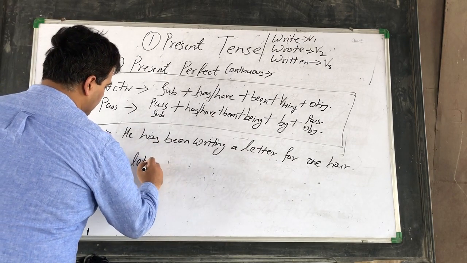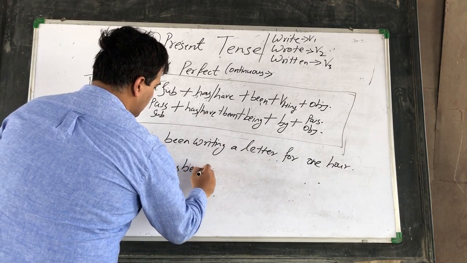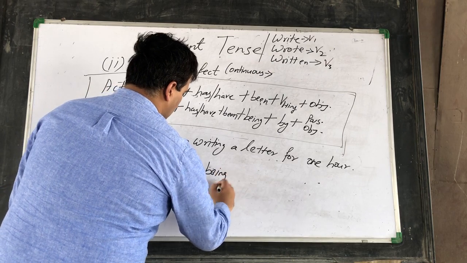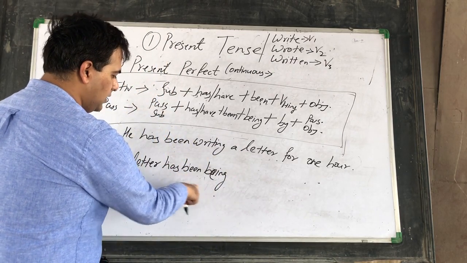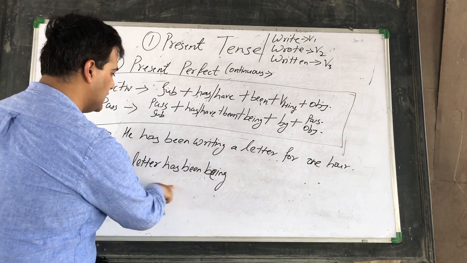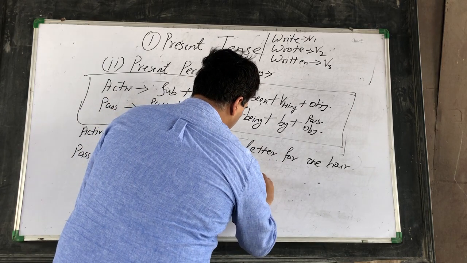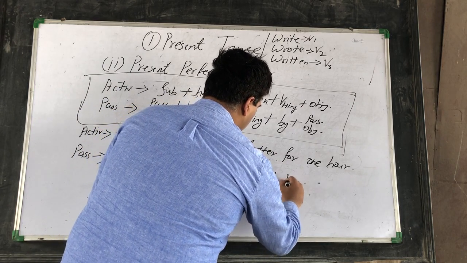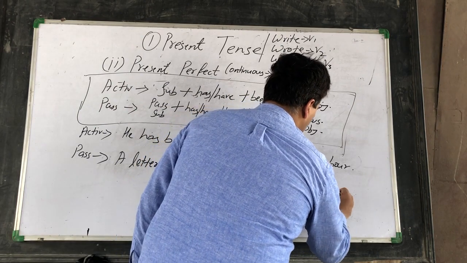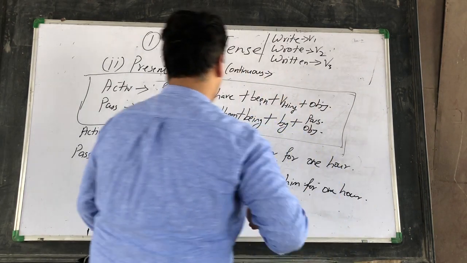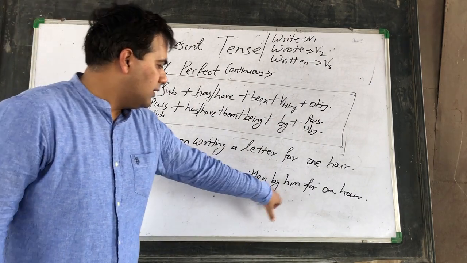A letter has been being, has been being, three new helping verbs are being added here. Being written by him for 1 hour. A letter is written by him. A letter has been being written by him for 1 hour.